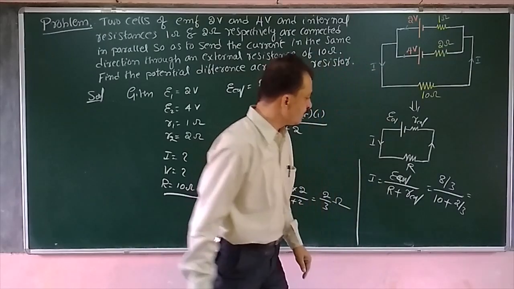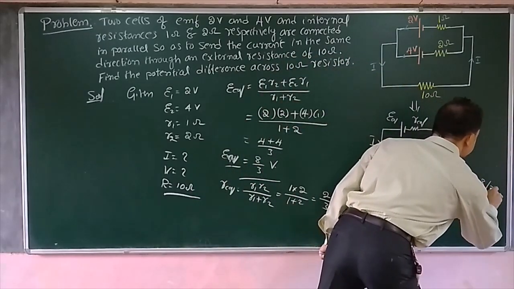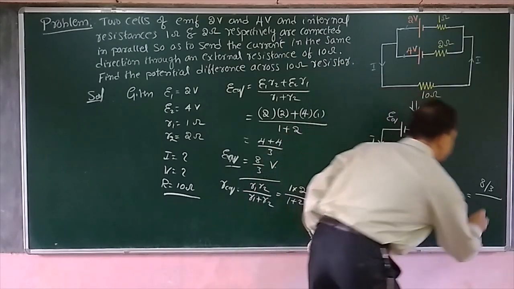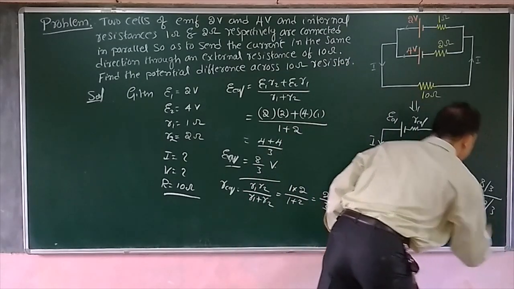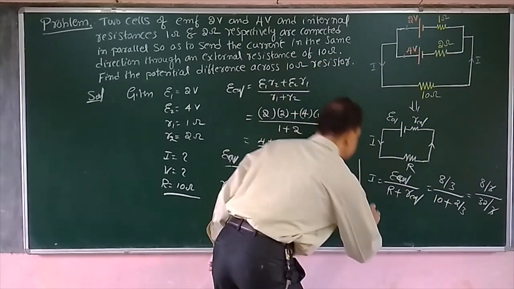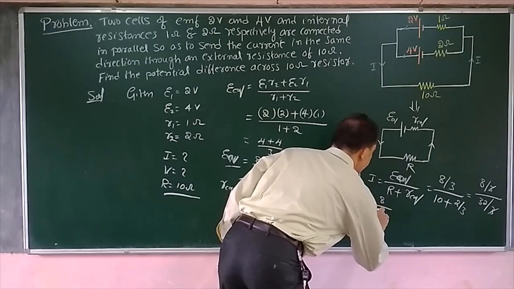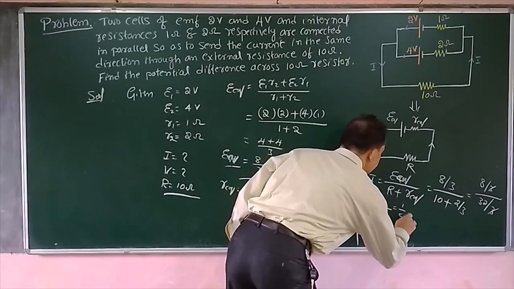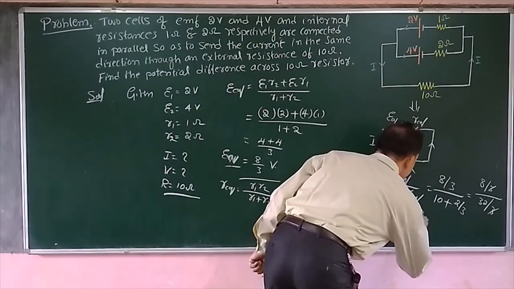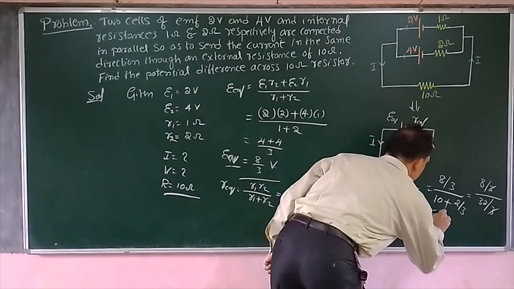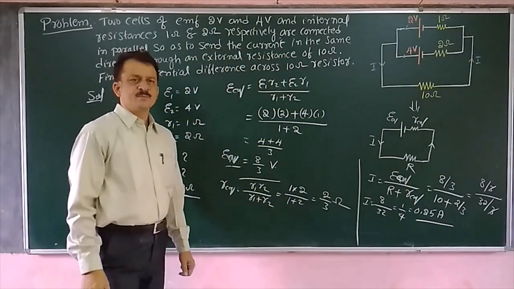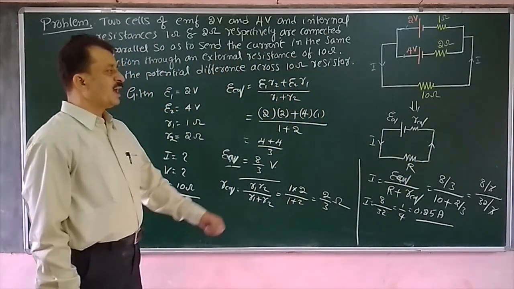Now simplify this one. So 8 by 3 divided by 10 plus 2 by 3, that is 10 into 3, 30, plus 2, 32 divided by 3. Now the 3 cancels. Therefore, I is equal to 8 by 32. It is 1 by 4. 8 by 32 is 1 by 4. That is equal to 0.25 amps. The total current flowing in the circuit is 0.25 amps.